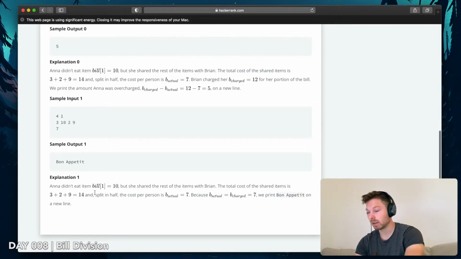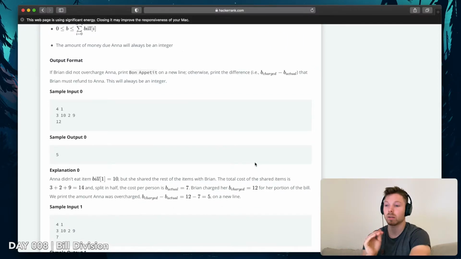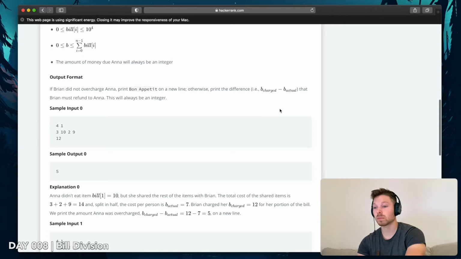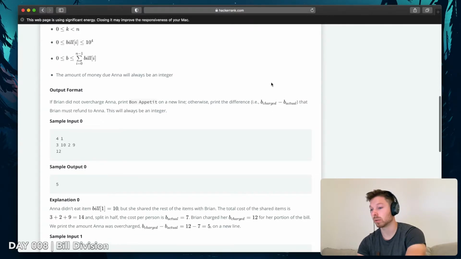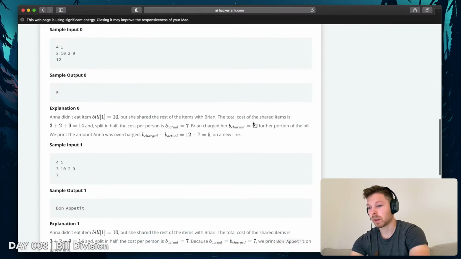Anna did eat item bill 1, but she shared the rest of the items with Brian. The total cost of the shared items is 14, and split in half the cost per person is actually 7, because B actual is charged. We print bon appetit in a new line. So we are basically calculating and checking if it's equal to the actual charge from Anna. Did not overcharge, bon appetit on a new line, otherwise print the difference. Oh, I see. Okay, so then we can just make the difference and see if it's 0 or not. Okay, I think I got it.